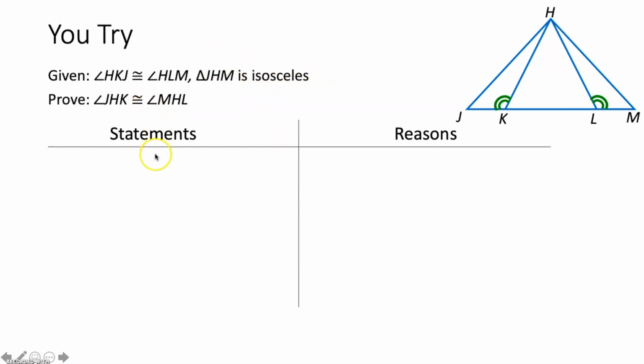Next, step 2 in a geometric proof, we need to state our given. So we're given angle HKJ is congruent to angle HLM, and triangle JHM is isosceles. The reason for that, it's given. Step 3 in a geometric proof, come up with a game plan. How do we get from what we're given to what we're trying to prove?